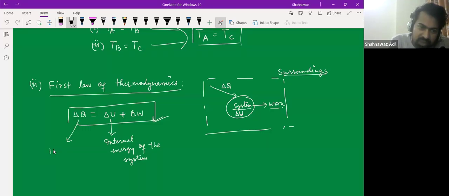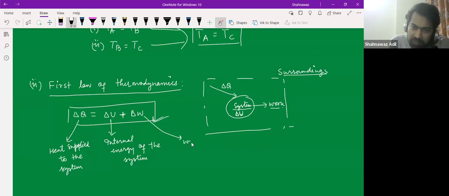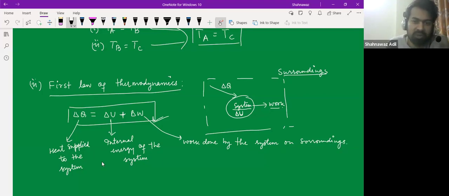This is representing heat supplied into the system. And this is work done by the system on the surroundings. Right. This is what we call our first law. And this one is a very important one because from this relation we will derive our super.